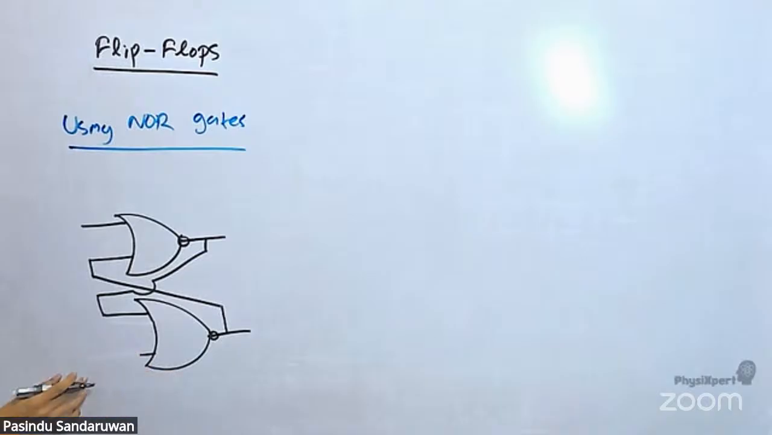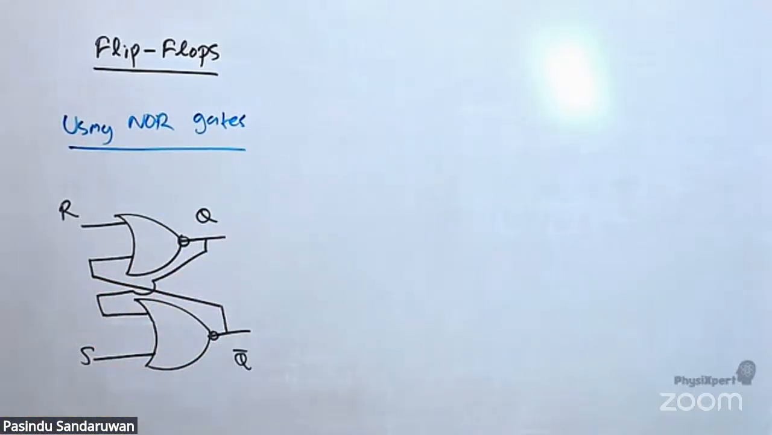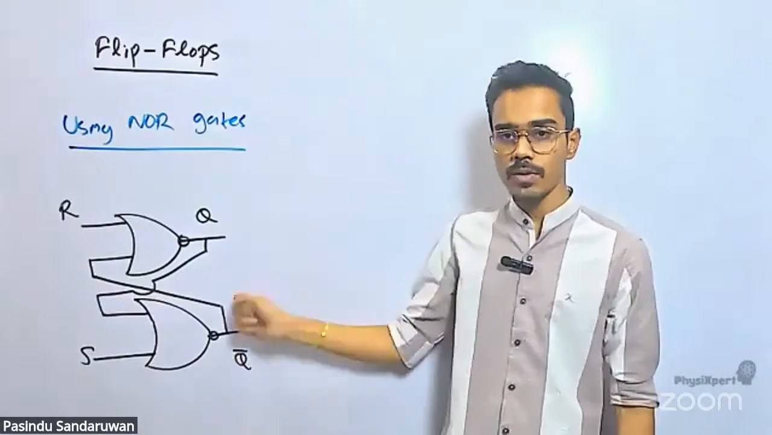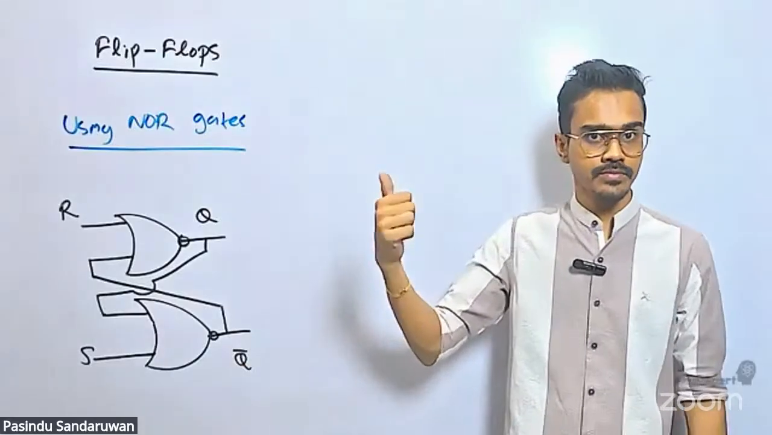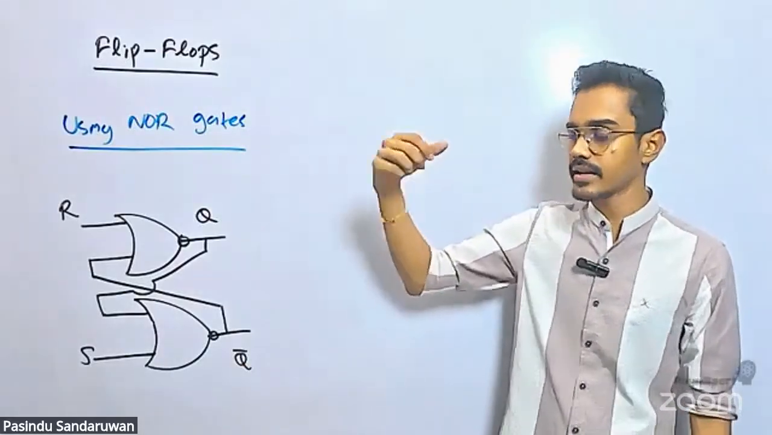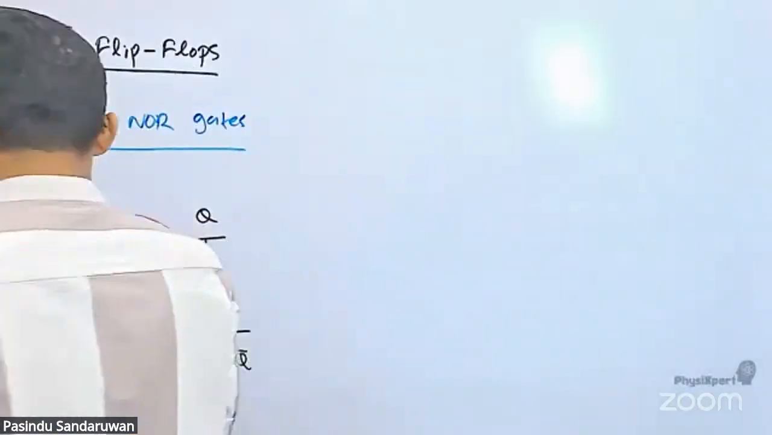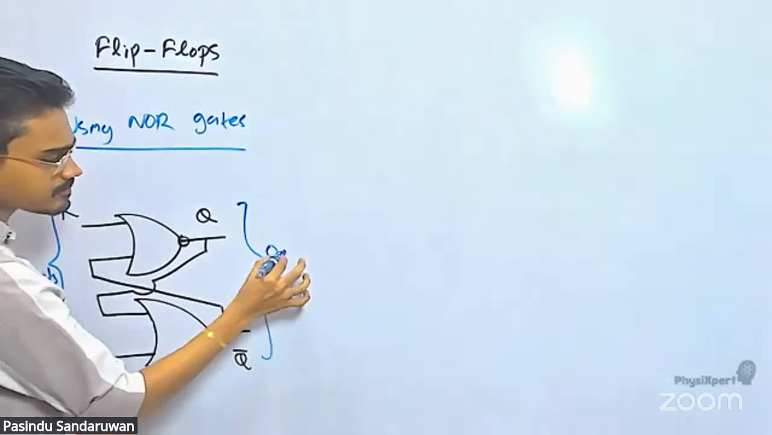For flip-flops we have standard notations: R, S and Q, Q bar. We'll see what they are. For a flip-flop, both R and S are inputs, and both Q and Q bar are outputs. One difference over a gate is that it has two outputs at the same time, and two inputs, R and S. Now you can take down: R and S are inputs, and both Q and Q bar are outputs.